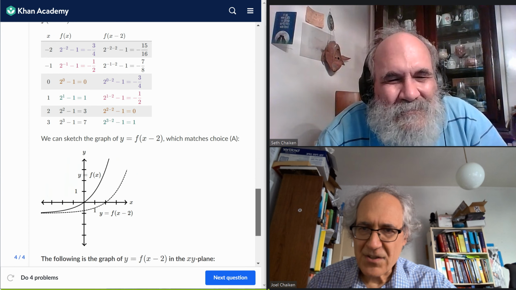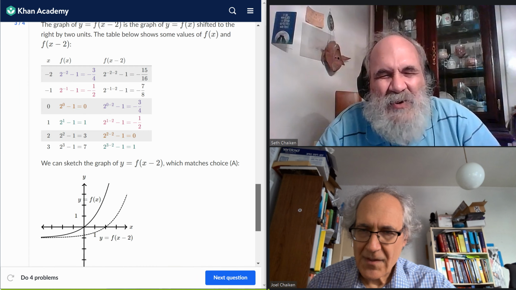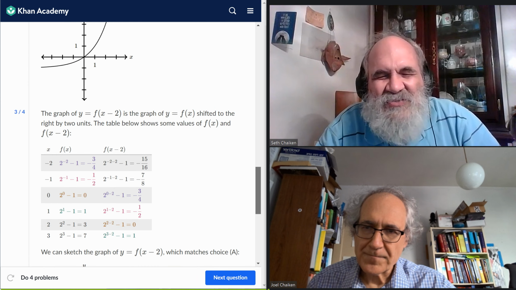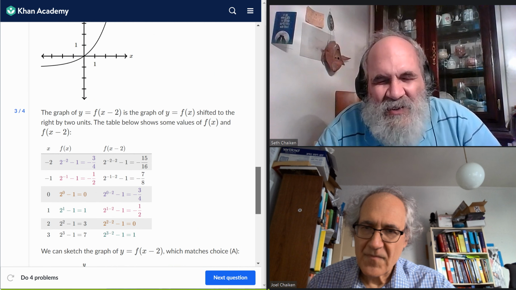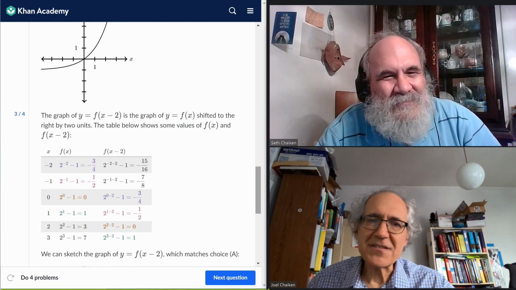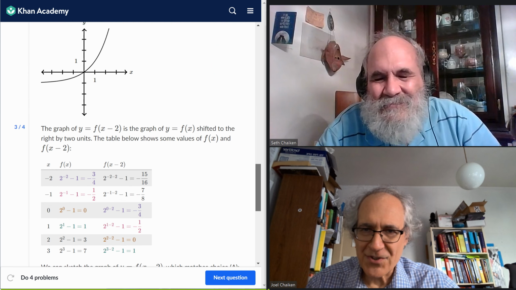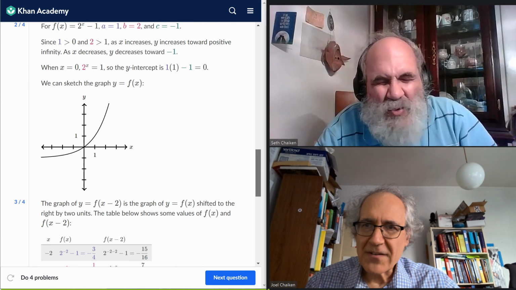So we can sketch the graph here, which matches. Well, what they did, the table demonstrates the statement that they put in the first sentence. Yeah, but they should have put parentheses, like, this table is for information only. You would never actually do it on the test. Yeah, you wouldn't use it.